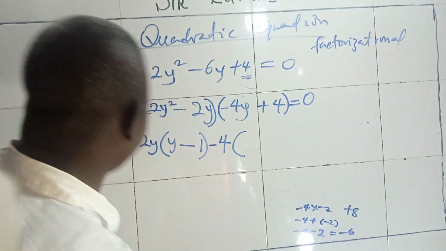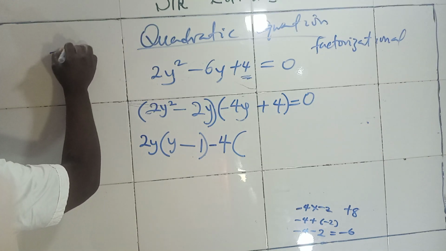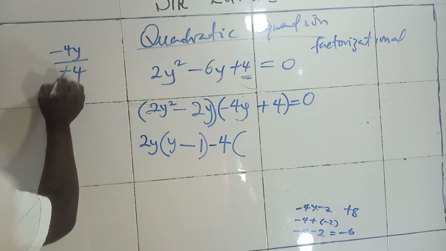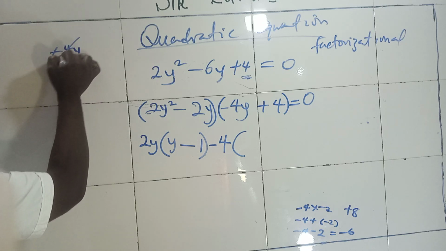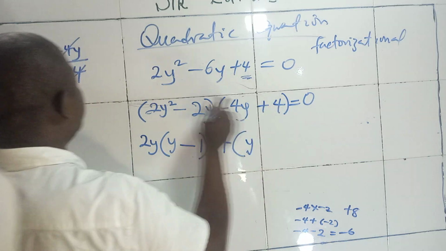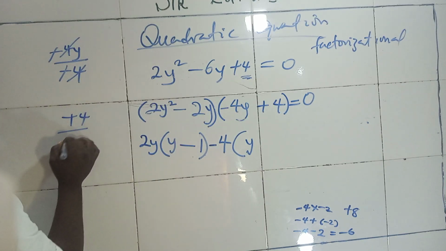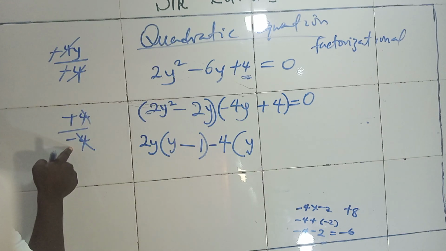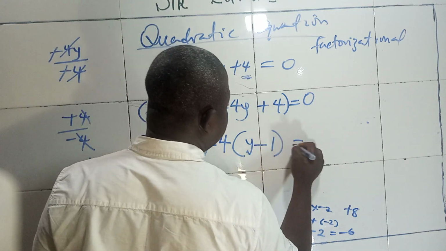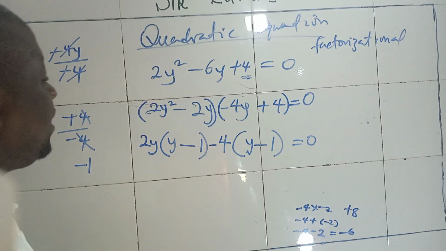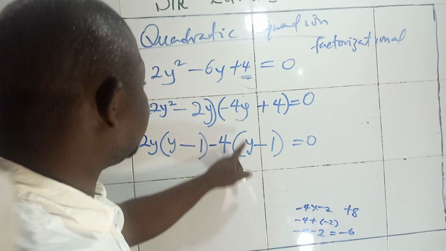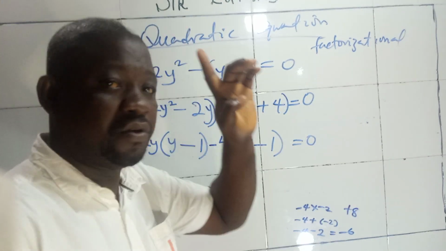I have minus 4y divided by minus 4. So minus will cancel minus, 4 will cancel 4. I will be left with what? y. Then you come to this one. This is plus 4 divided by minus 4. This cancels this. So I'll be left with what? Minus 1. So this is now y minus 1. Everything is equal to what? 0. Immediately you check these brackets and they are not the same, it means that your factorization is wrong.